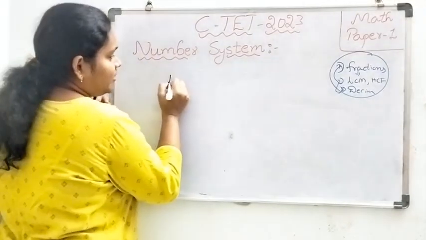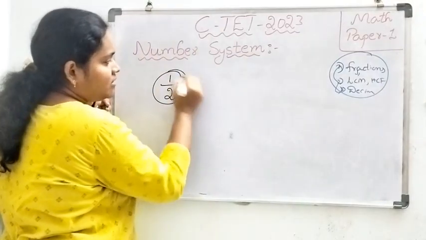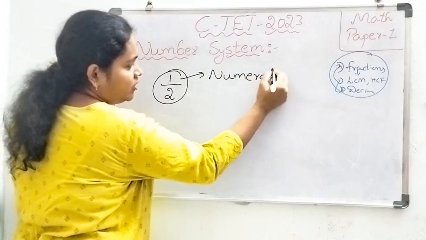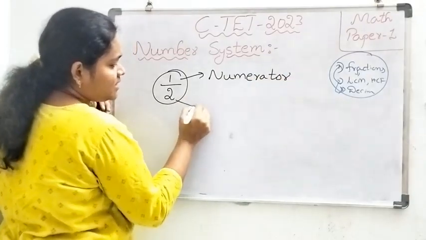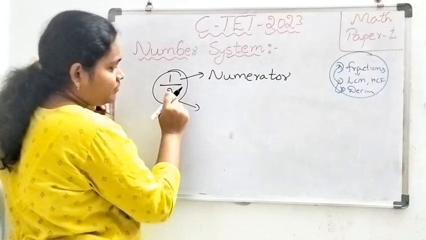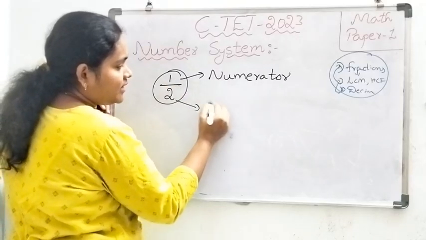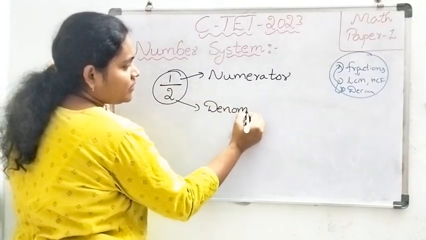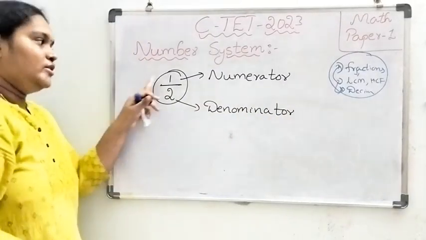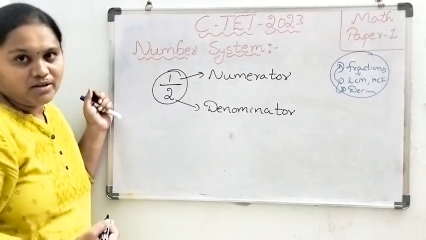Generally in a fraction, the first one we call the numerator, and the second one the denominator, with a symbol between the numerator and denominator. So a fraction contains two parts, numerator and denominator.